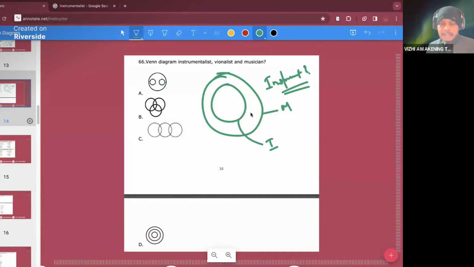What did I say? There'll be singers. My friend is a classical singer. He doesn't have any apparatus with him, so he will come over here in this position. And all the instrumentalists, whether they play violin, guitar, sitar, flute, tabla, harmonium, or whatever musical instrument is there. So with this logic, we'll go with D as the answer.